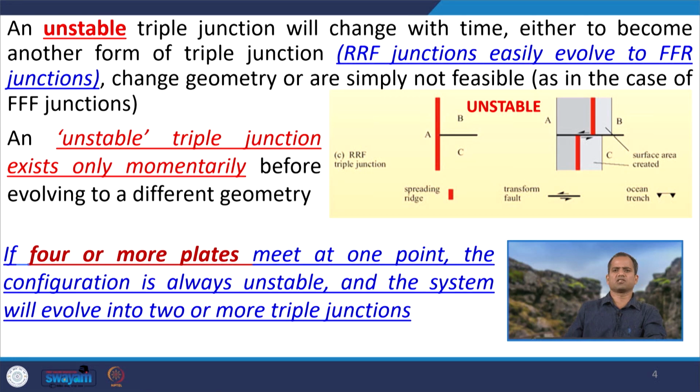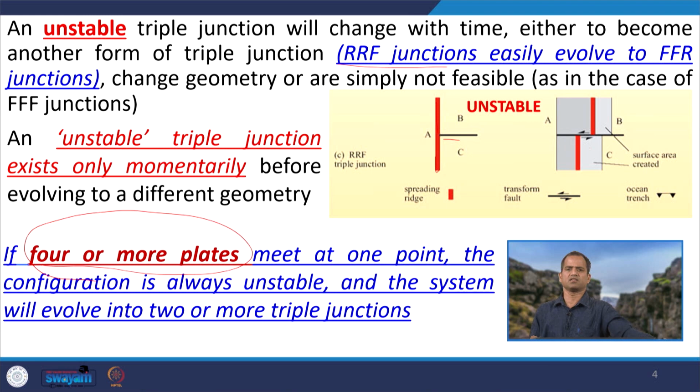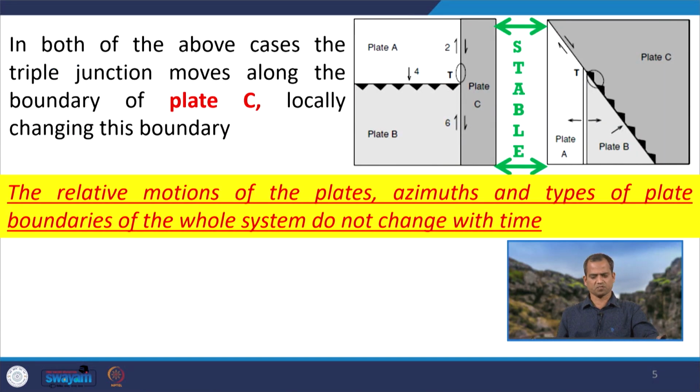So, one triple junction may be unstable. Here the RRF junction, for example, we already discussed, is changing to FFR. And if four or more plates are meeting at a point, this point is totally unstable, and as a consequence it will divide into two or more triple junctions. So, an unstable triple junction exists only momentarily. That means, it will exist for a short geological time and then it will convert to a stable triple junction.